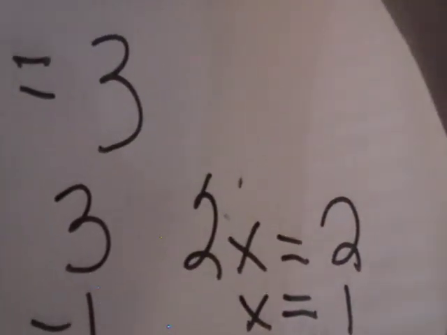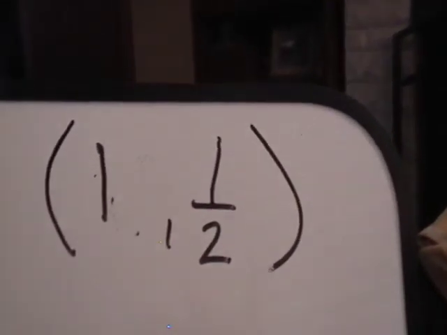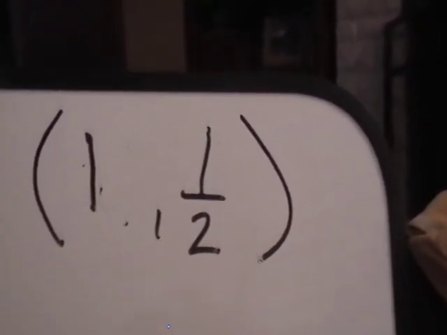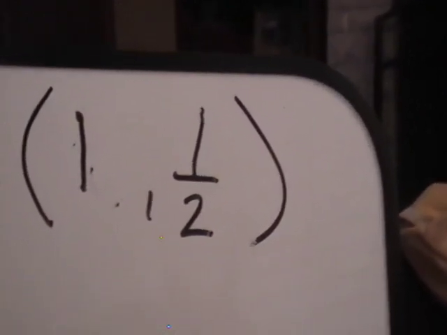Now I come up here, and I put my 1 in, and I have found my point of intersection, (1, 1/2). We've got a fractional answer. This is probably the easier way to try to figure out that point of intersection.